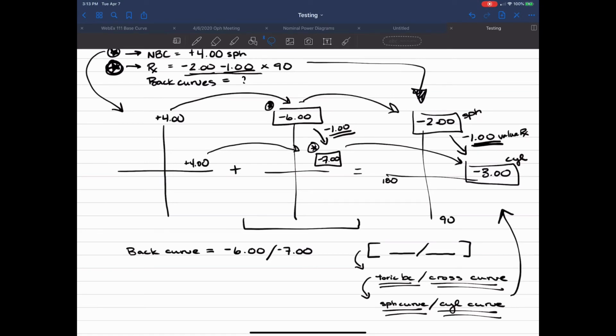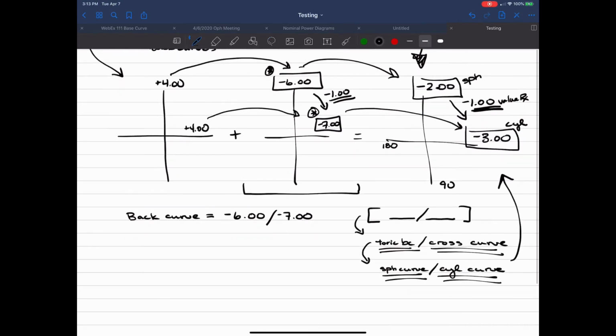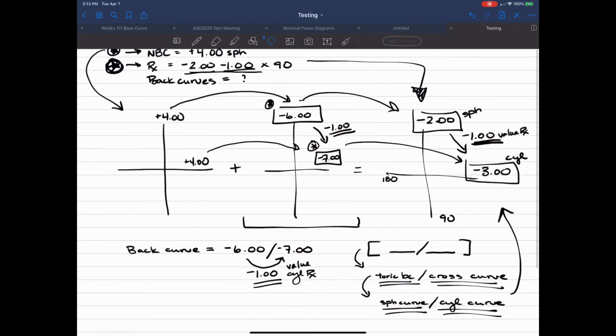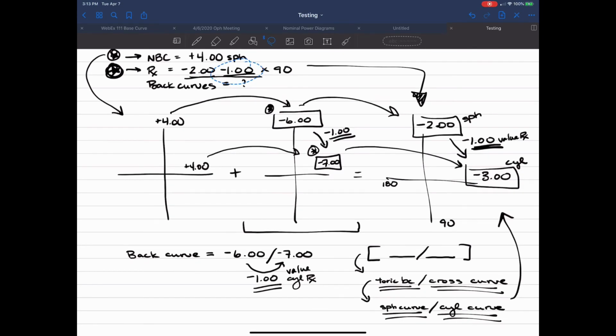Likewise, when we go from the first to the second number on a number line, if we were at -6 and we went to -7, then we went -1, right? And that was our cylinder value in the RX, that value which was up here. So this 1 matches this 1, which ultimately matches this 1.